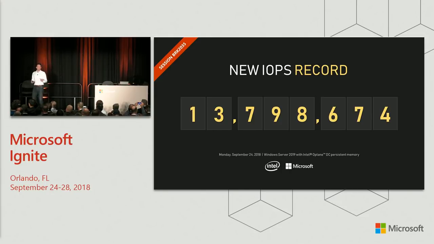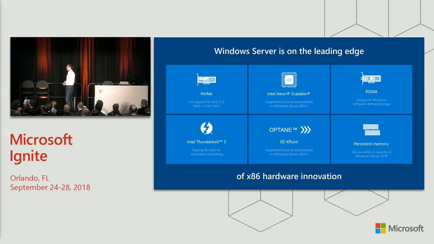Now, the way that we're able to do this, of course, a lot of it has to do with excellent software, but a ton of it is also the hardware that we support and that supports us. And in so many ways, Windows Server is on the leading edge of x86 hardware innovation, especially when it comes to the new storage and networking technologies that are being inspired by what the hyperscalers are doing in the cloud and that we can deliver to everyone's data center through Windows Server. We've supported NVMe and RDMA since the first time Storage Spaces Direct launched. We've supported Intel Xeon Scalable processors and Intel Optane since the day they launched. We also support Thunderbolt, and we've been doing a lot of work for persistent memory.